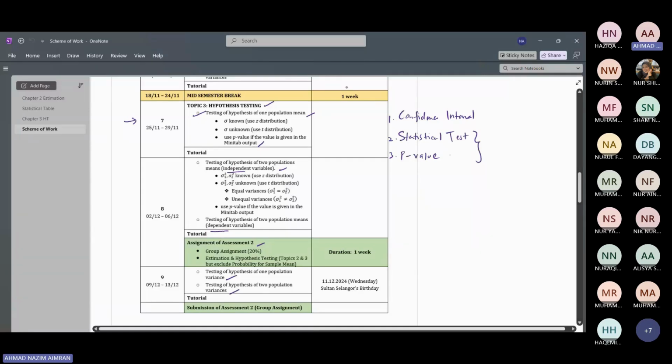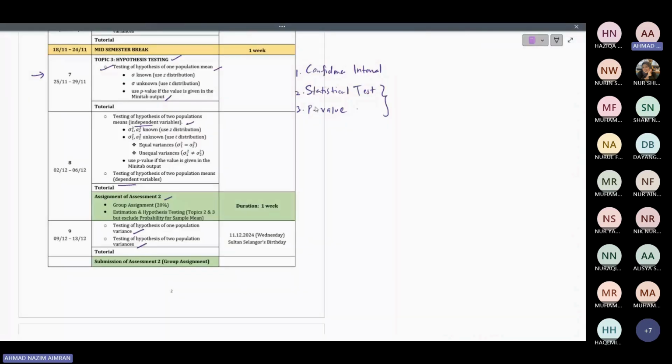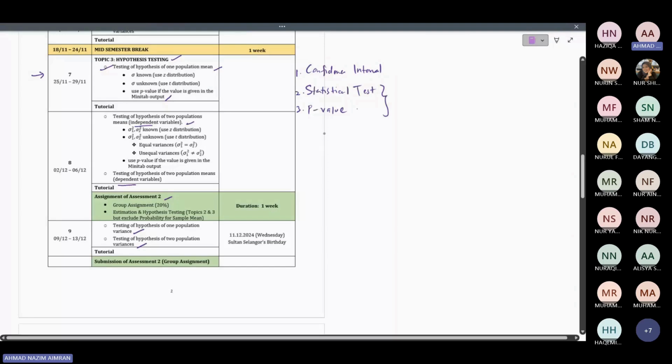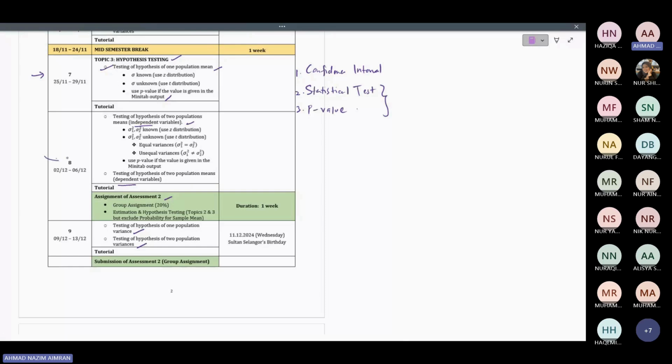Welcome to week 8. So, this is our scheme of work. So, we are now here, week 8. And in this week, we should discuss the hypothesis of two population means by using the Z distribution, by using the T distribution, equal and unequal variances, and by using the P value, as well as testing of hypothesis of two dependent population means.